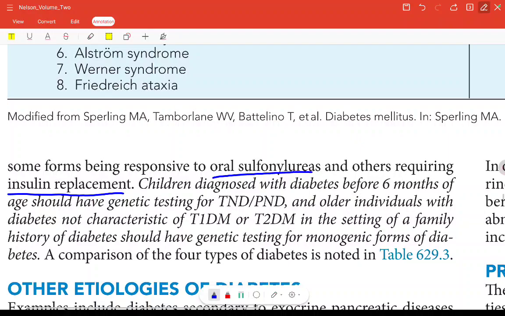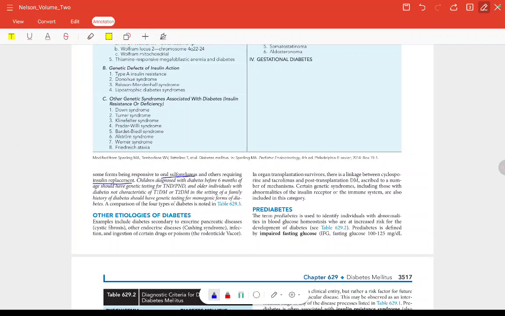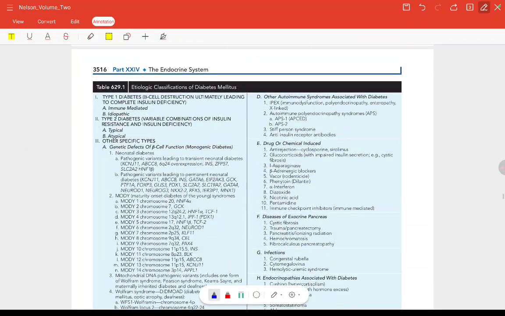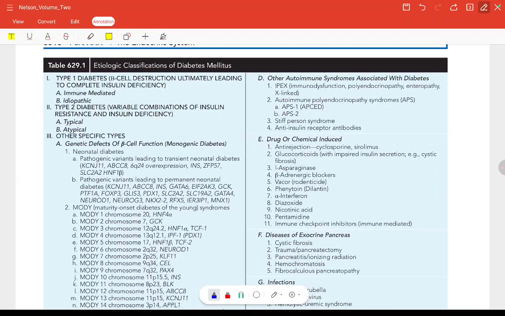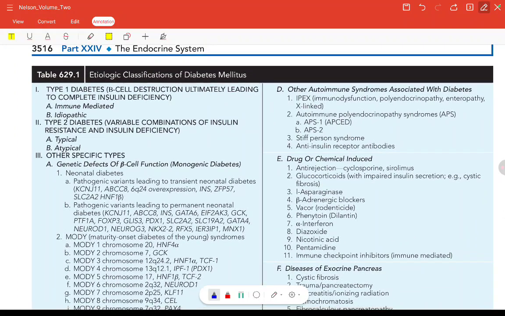This table we have, etiologic classification of diabetes. Let's read about this. Starting with type 1 diabetes, in which there is beta cell destruction, ultimately leading to complete insulin deficiency. It is immune mediated also, and it can be idiopathic also. And type 2 diabetes, there is a variable combination of insulin resistance and insulin deficiency. Okay. In type 2, there is insulin resistance, but there is a variable combination of insulin deficiency also. It is atypical and typical.